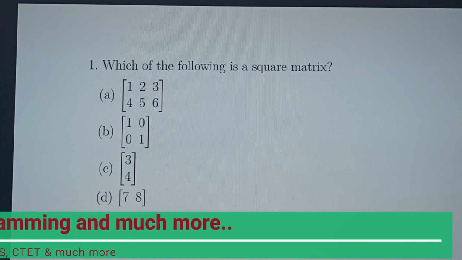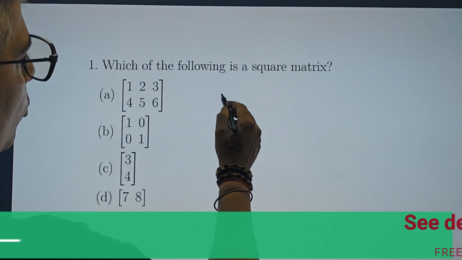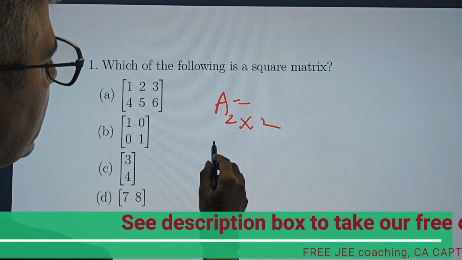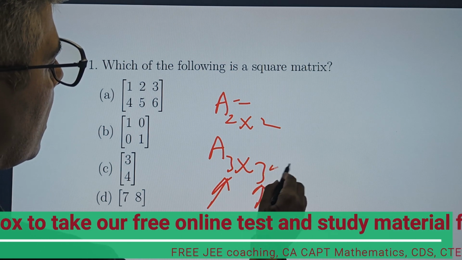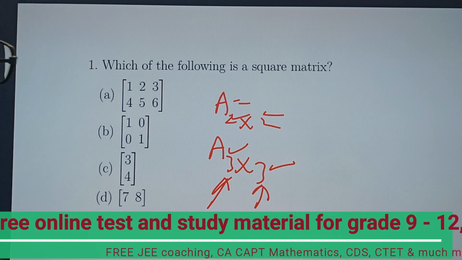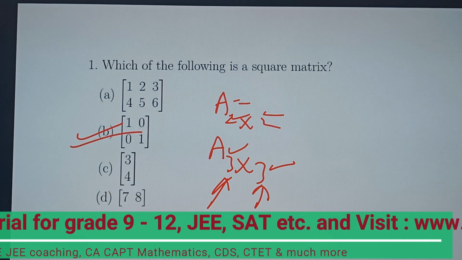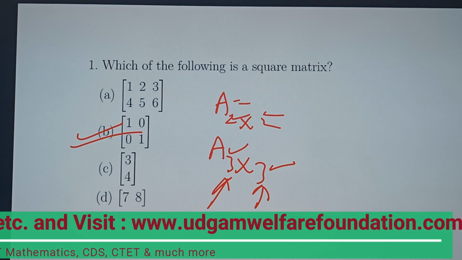Students, this is our first problem, which asks which of the following is a square matrix. Very easy problem. We know that a square matrix is a matrix where the number of rows and columns are the same. So in these options, we can see that option B matches our concept of a square matrix. So let's move towards our next problem.